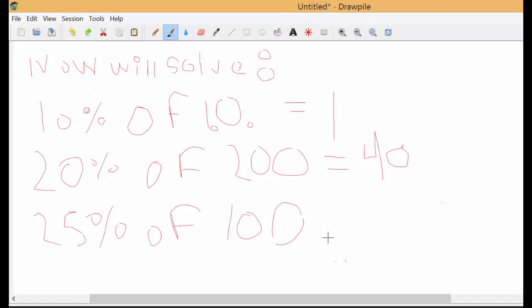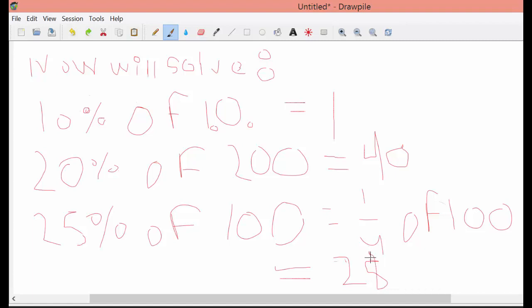Finding 25% of 100. 25% is also a fraction. It's equal to 1/4, so it's 1/4 of 100. And if you know how to do fractions, you must know that 1/4 of 100 is 25. Okay, I think you got it.